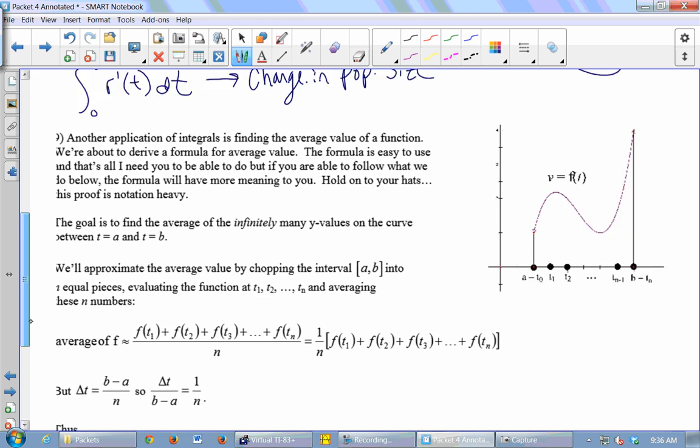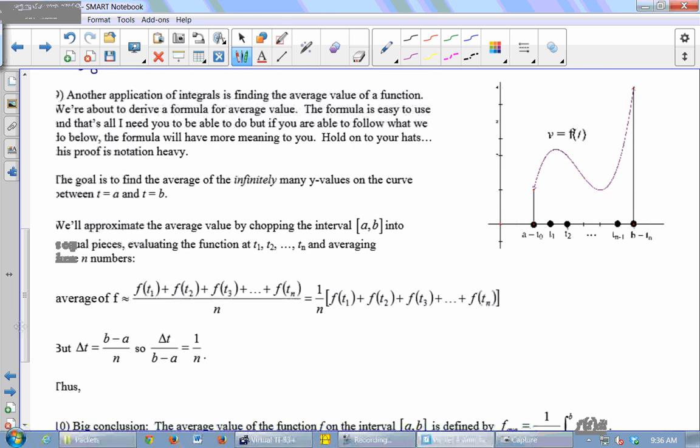All right, one more application of integrals. This would be to find the average value of a function. We're about to derive a formula for average value. The formula is easy to use, and that's all I need you to be able to do with it. But if you're able to follow what we do in this derivation, the formula will have more meaning to you.